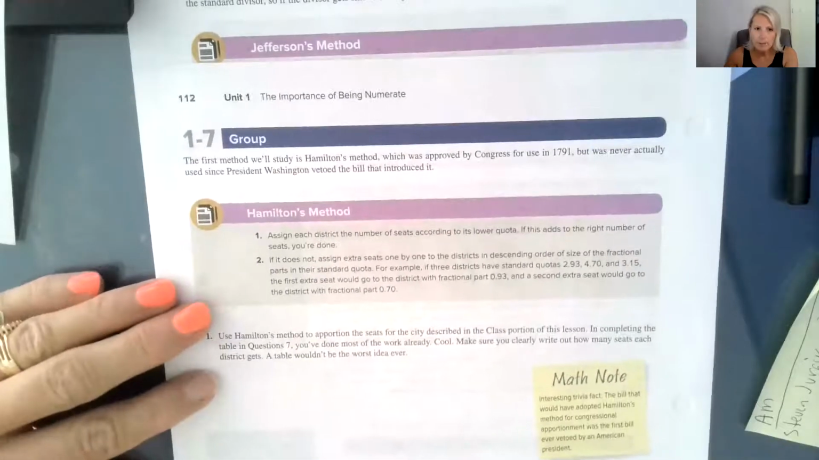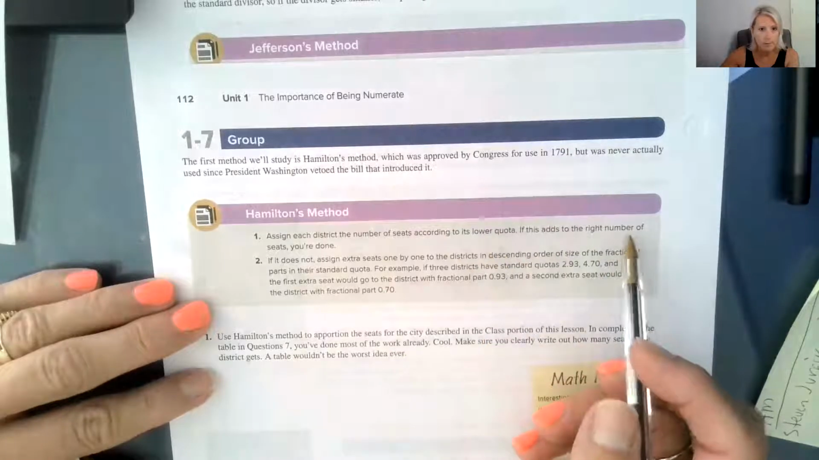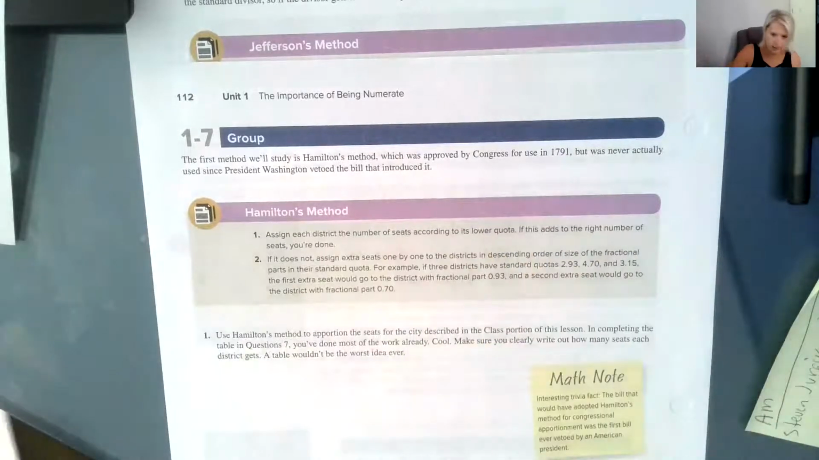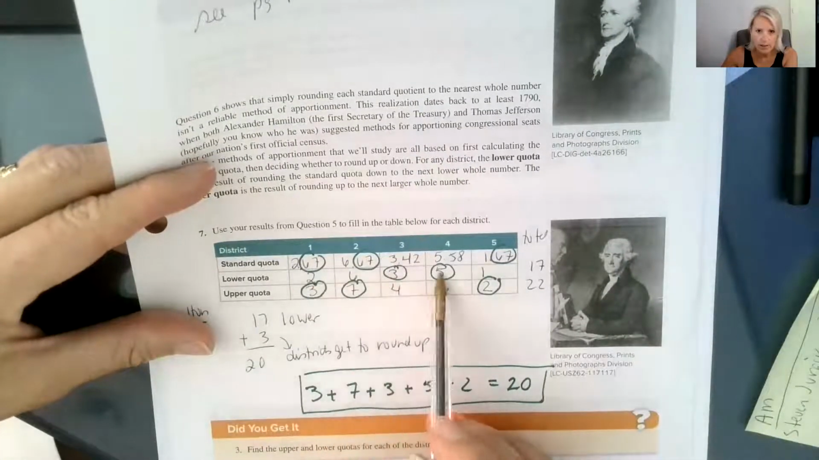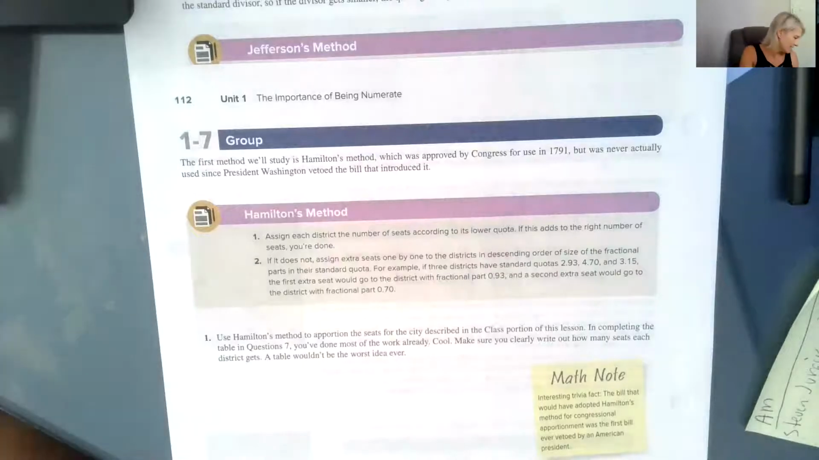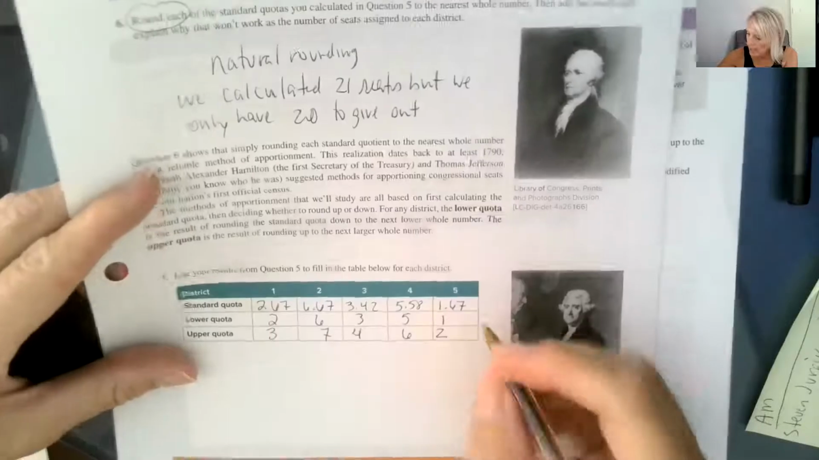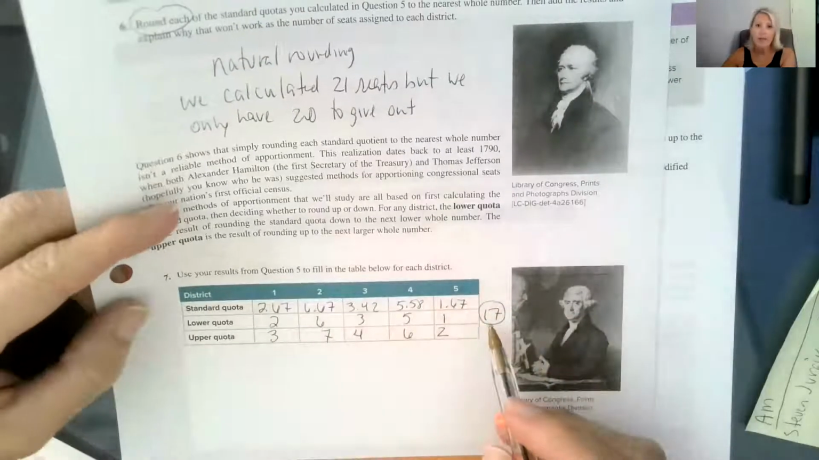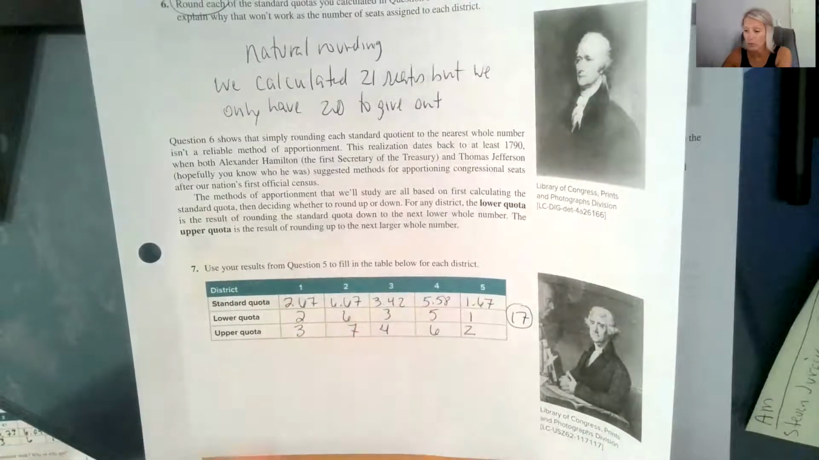Okay, so Hamilton's method says assign each district the number of seats according to its lower quota. If this adds to the right number of seats, you're done. Okay, so let's check that out. So if we add the lower quotas, 2, 6, 3, 5, and 1, we get 17. That's not really what we wanted. Right? This only adds to 17. Okay, so we have 3 more that we can actually give out. We got to decide what 3 of the 5 here are going to get the extra ones.